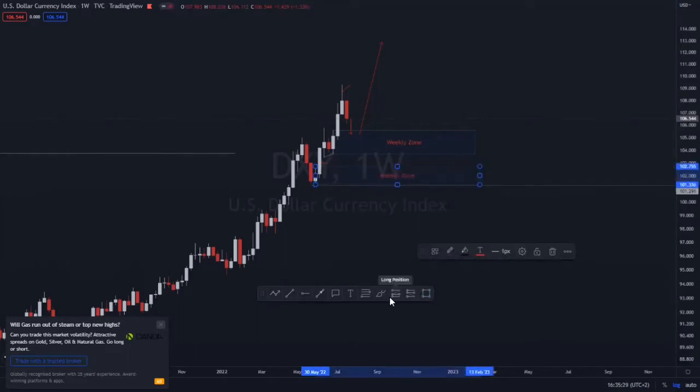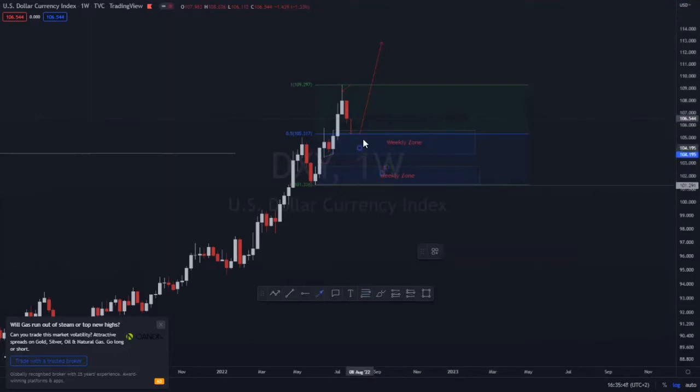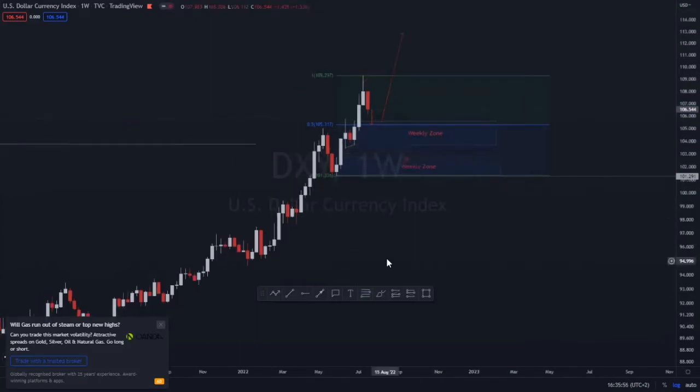Because if you look at the supply and demand curve, this one right here is a discounted zone, and this over here is at equilibrium, right? This is what I see on the weekly. Let's go to the daily.